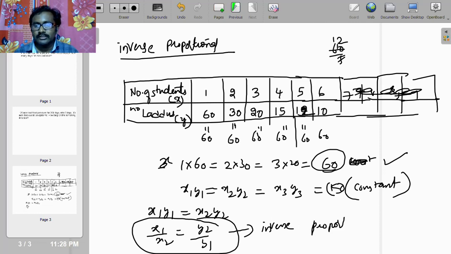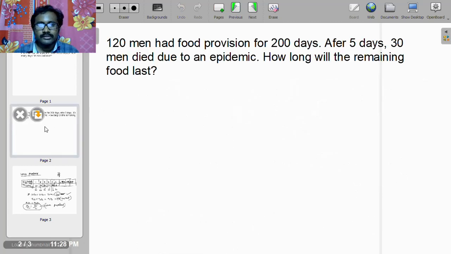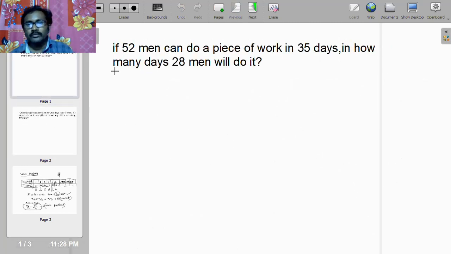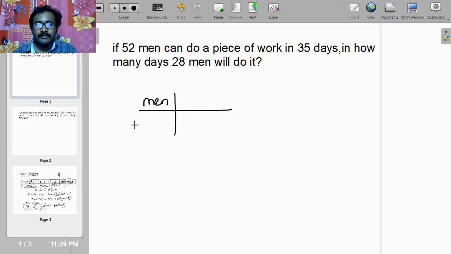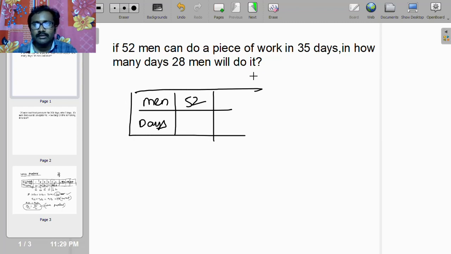Now we'll see one small example so that you can understand better. The first question: if 52 men can do a piece of work in 35 days, let us draw one table: men, number of days. Now here 52 men can do a piece of work in 35 days. In how many days will 28 men do it? That will be x.